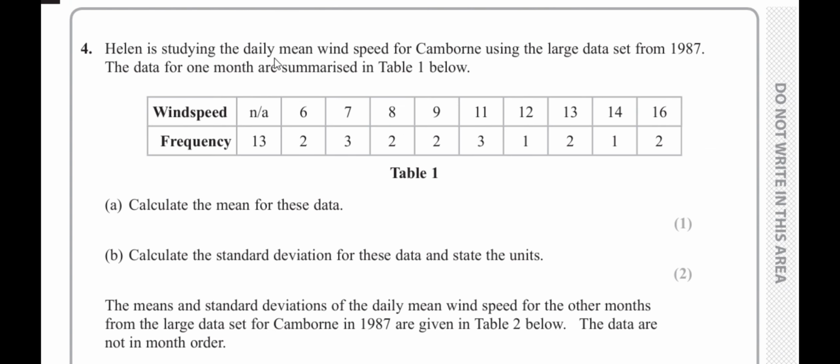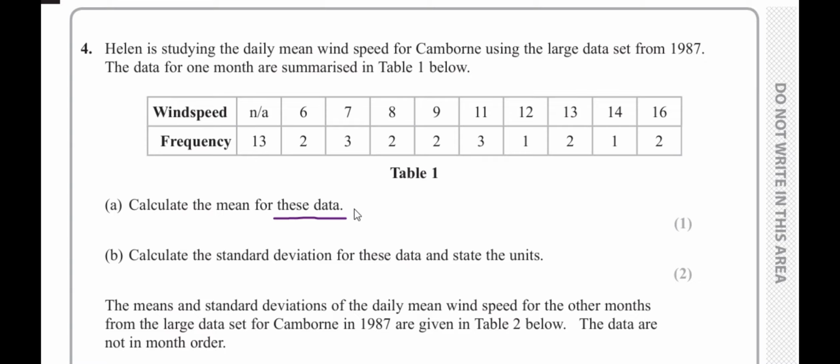Question 4. Helen is studying the daily mean wind speed for Camborne using the large data set from 1987. The data for 1 month are summarized in table 1 below. So wind speed is given here and frequency is also given here. So calculate the mean for these data.